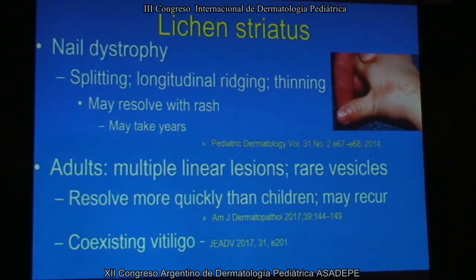Now this is lichenoid inflammation, so although the nail dystrophy may resolve with the rash, you may get scarring similar to lichen planus. In adult cases, multiple lesions appear to be a little more common, and adults' rash seems to resolve more quickly than children, and recurrent cases are reported.